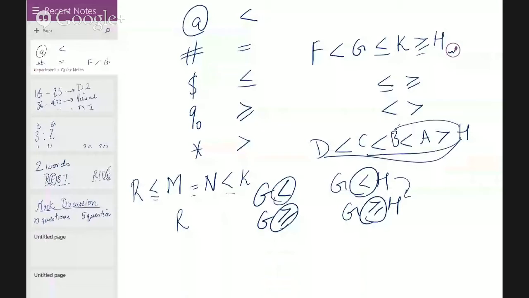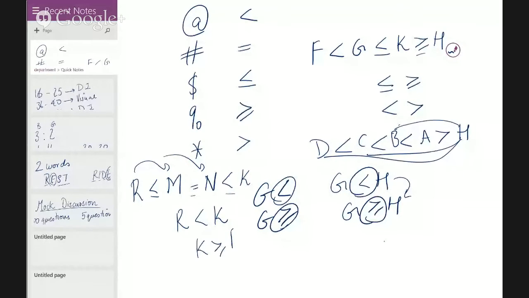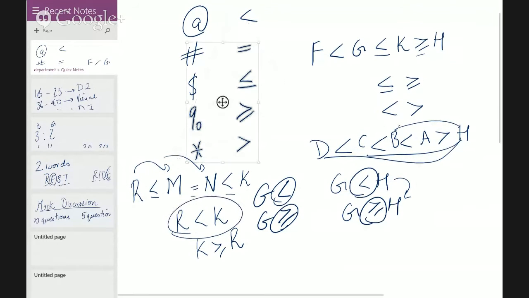R at the rate K. Is R less than K? Yes, because R is less than or equal to M, be it equal to M also, be it equal to N also, but N is less than K, so R is less than K. And K dollar R, is K greater than or equal to R? No, K is greater than R. So the answer is one follows, two doesn't. I hope that's pretty ordinary. Everybody and anybody can do this. So not a big deal.